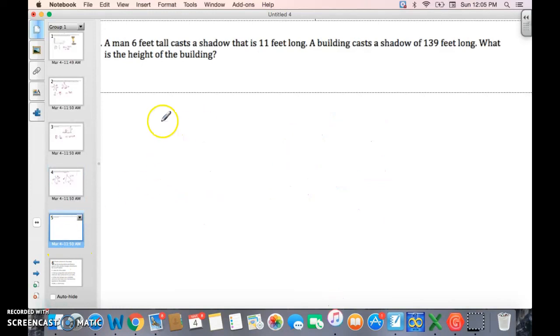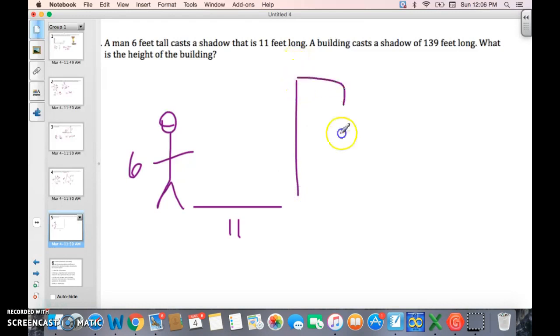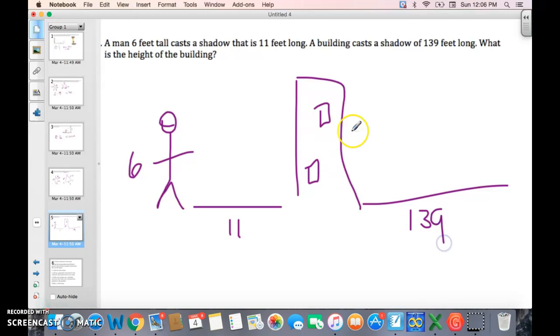All right, a man 6 feet tall, so I'm going to draw a 6 foot tall man. He casts a shadow 11 feet long. So this is 11, this is 6. And a building, so then you're going to draw a building. And again, this is very similar to a problem that somebody has as well, so I'm not going to solve it. I'm just going to show you how to set it up. Is casting a shadow of 139 feet. Okay, and we want to know the height of the building.